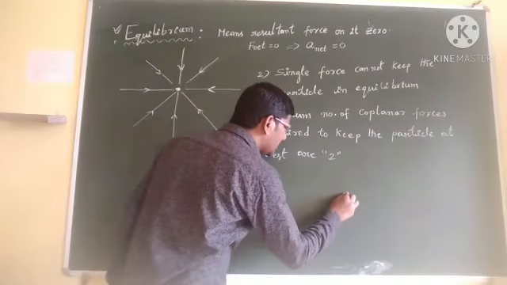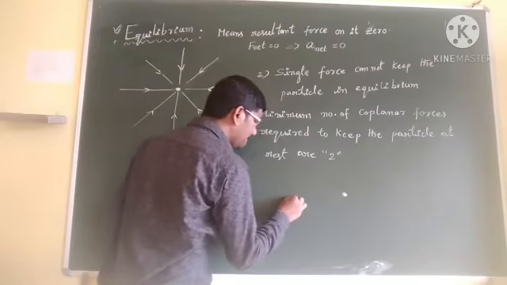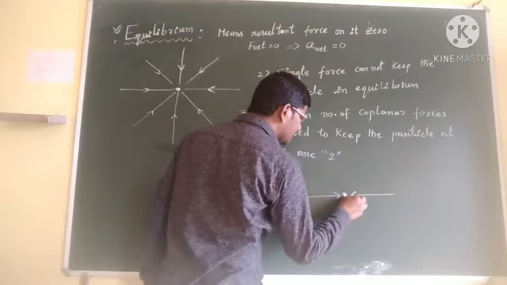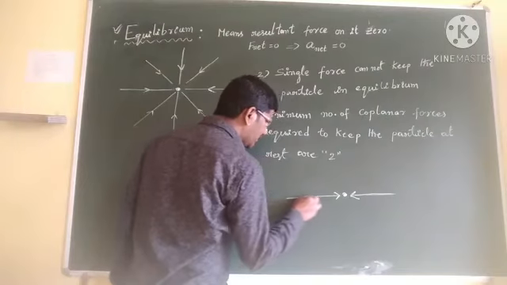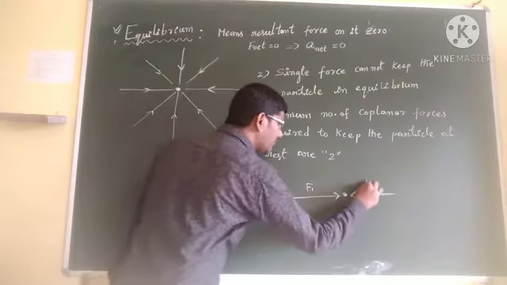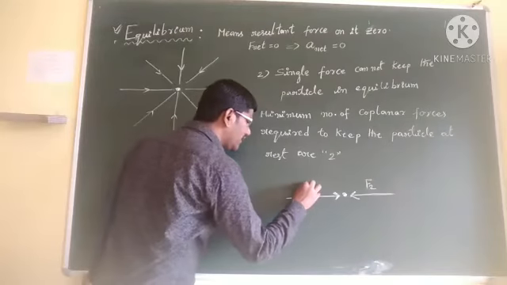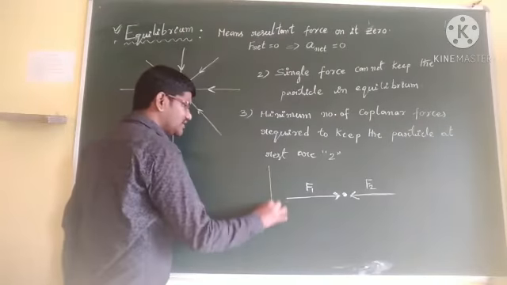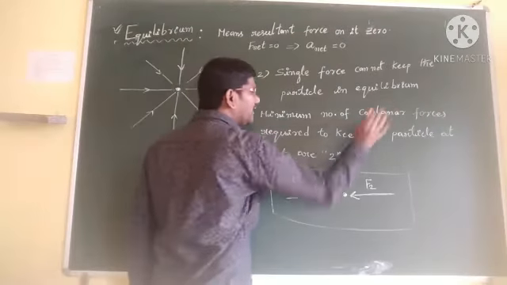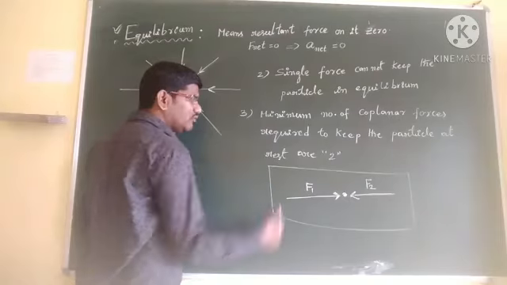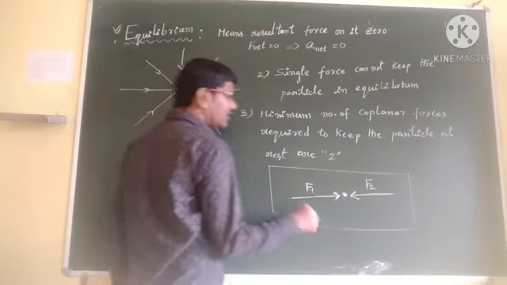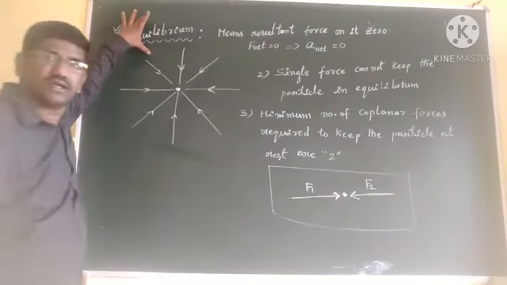Suppose you consider this is a particle, this is one force and this is another force. Like two forces are acting on it. So F1 is one force and F2 is the other force. F1 and F2 are the two forces which are equal in magnitude and opposite in direction. So the net force on it will be 0. Then we say that the object is said to be in equilibrium.